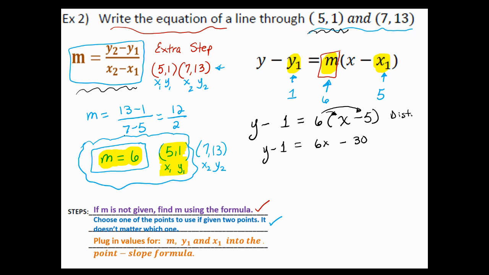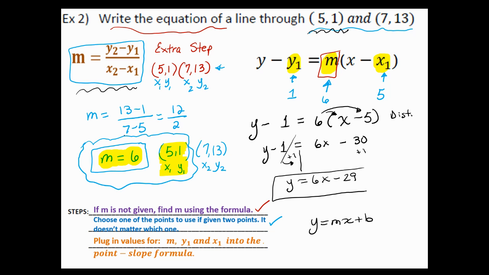Okay, so our goal is to write an equation that's in y equals mx plus b form. So we're almost there. So we're going to pop that 1 over. So we add 1, add 1. So your y will be equal to, remember this cancels, 6x minus 29, because negative 30 plus 1 is negative 29. Okay, we met our goal. One more.